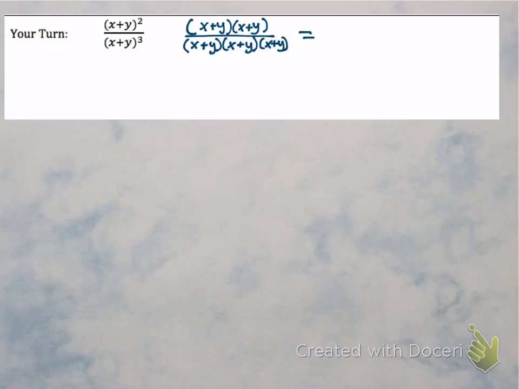Okay, so the x plus y squared breaks down to x plus y times x plus y. And x plus y to the third would be the sum of x plus y times the sum of x plus y times the sum of x plus y. And then we know from our previous examples that we can cancel the factors that are the same in the numerator and denominator. So in the numerator, we're left only with that invisible factor of 1. So we won't put that in there because we don't want no numerator. And then in the denominator, we have a factor of x plus y.